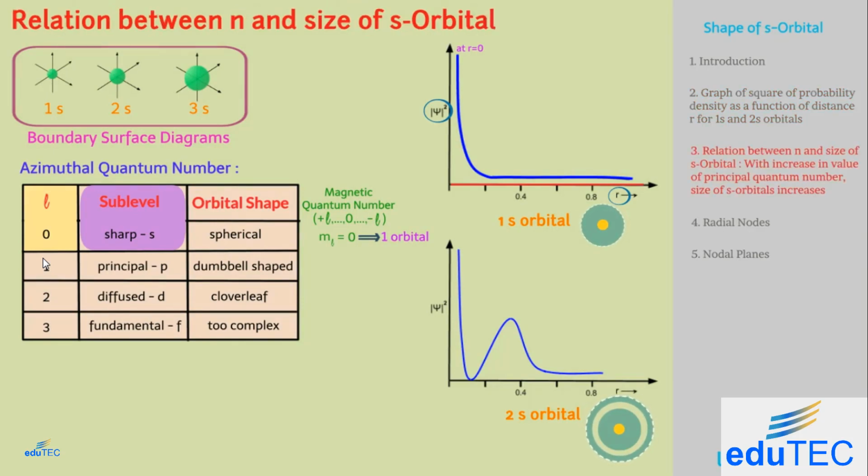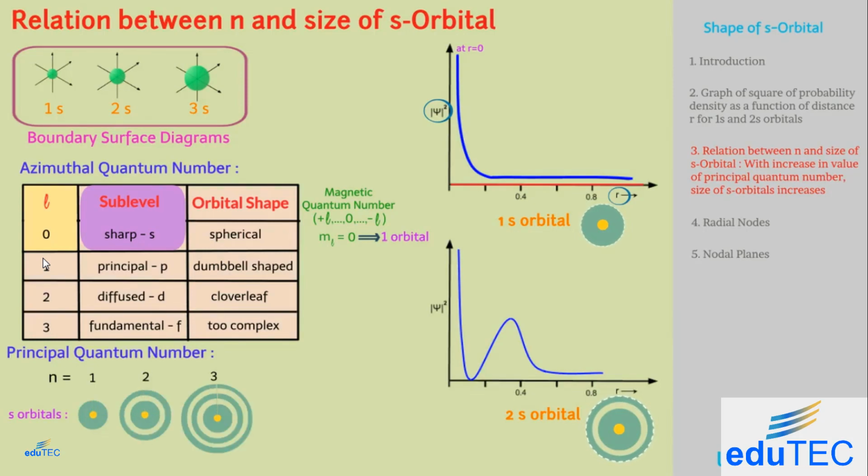Dear students, with increase in value of principal quantum number n, the size of s orbitals increases. Therefore, size of s orbitals increases in the order 1s < 2s < 3s < up to ns. And the distance of these orbitals from the nucleus also increases.